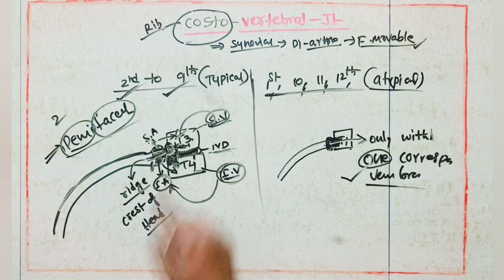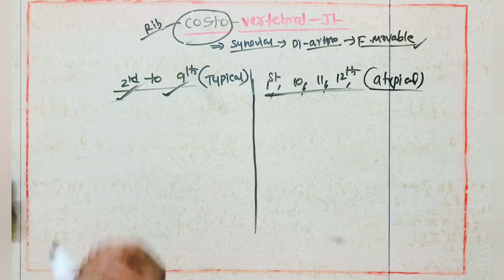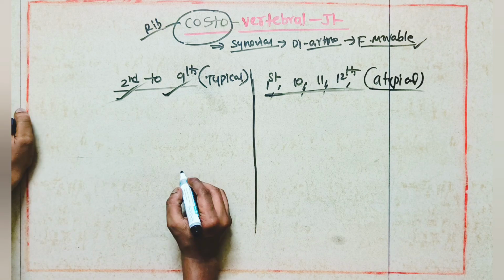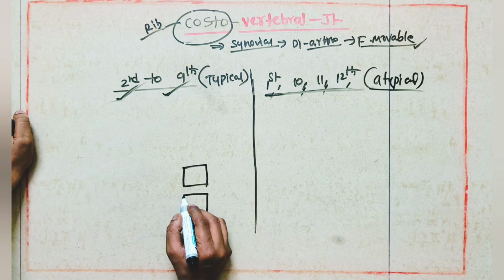So this is about the costovertebral joints. And next, the next point about this costovertebral joint. Suppose this is one vertebra and here we have one more vertebra.